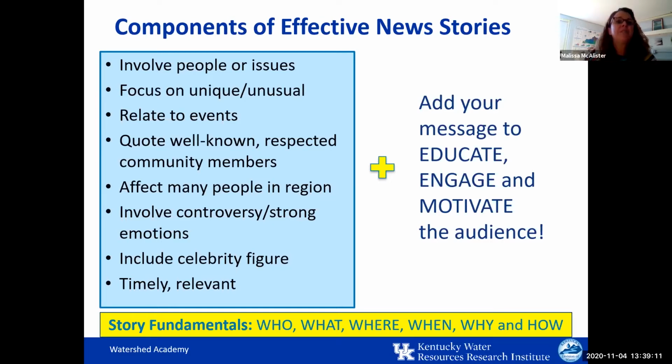So to create an effective news story, you'll want to use one of these criteria on the left to help capture your audience. Things like involving local people or issues, relating to some kind of current event, quoting someone who's respected in the community, and making it timely and relevant. And then you add your message to complete the story and try to educate, engage, and motivate your audience. And then you refer to the story fundamentals that we learned back in grade school of incorporating the who, what, where, when, why, and how of your story.